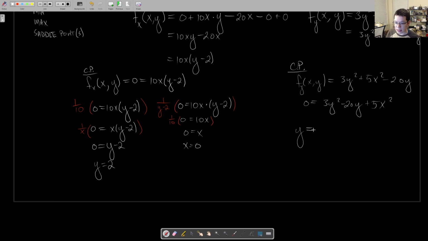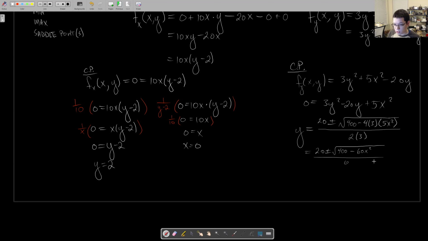Let's find our roots. So we'll use a quadratic formula with respect to y. So we have y equals negative b, which is going to be negative 20, which is positive 20, plus or minus the square root of b squared, which is 400, minus 4 times a, which is 3, times c, which is 5x squared, all divided by 2a, which is 3. 20 plus or minus the square root of 400 minus 12 times 5x squared. 12 times 5 is 60. 60x squared over 6.